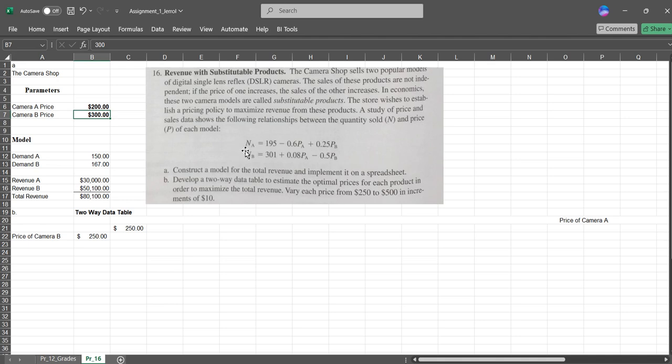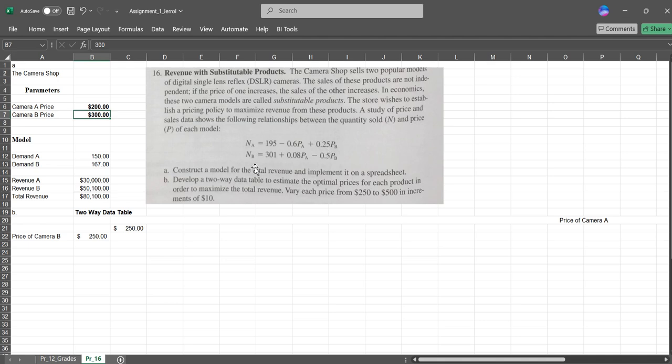Here NA is the total quantity demanded or total quantity sold. If there is no relationship between the price of camera A and the price of camera B, the maximum quantity of camera A that can be sold is 195. And if there is a relationship, then an increase of $1 in the price of camera A will result in a reduction of 0.6 unit of camera A, and an increase in the price of camera B by $1 will result in a reduction of camera A quantity demanded by 0.25.